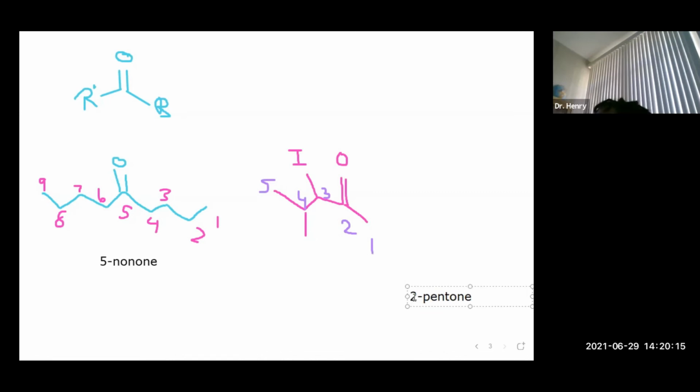Anything else? So if it's iodine, then I do what? Iodo. And it's 3. Okay. And then what is on that 4th carbon? Methyl. That's right.